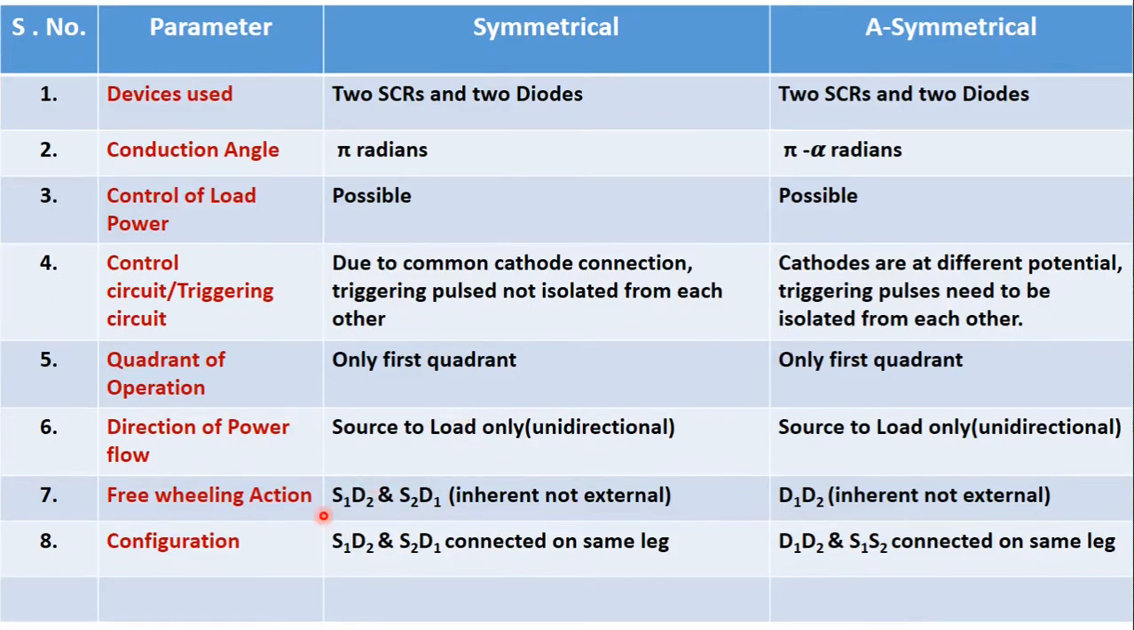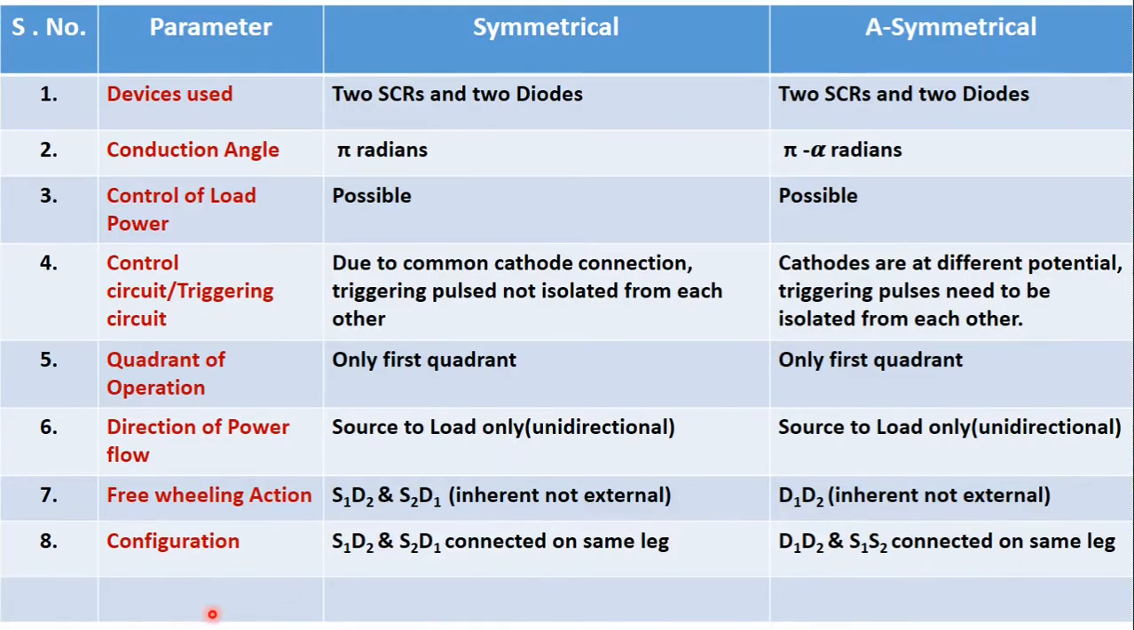Seventh one is freewheeling action. Freewheeling diode is used in both configurations of semiconductors, but in the symmetrical configuration, the freewheeling action occurs first through S1 SCR and D2 diode, and secondly, the freewheeling occurs through S2 SCR and D1 diode, and the freewheeling which occurs is inherent and not an external action. In the asymmetrical configuration, in mode number 1 and mode number 3, both modes, the freewheeling action takes place through diodes D1 and D2 only, and here also the freewheeling action is inherent and not an external process.